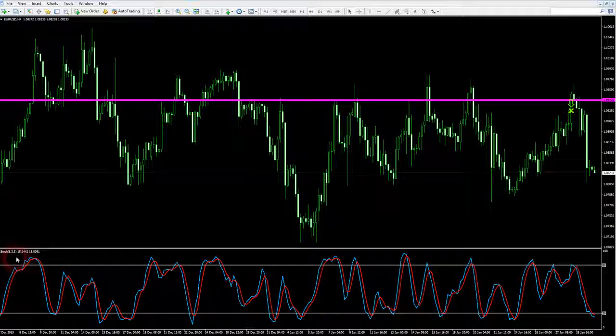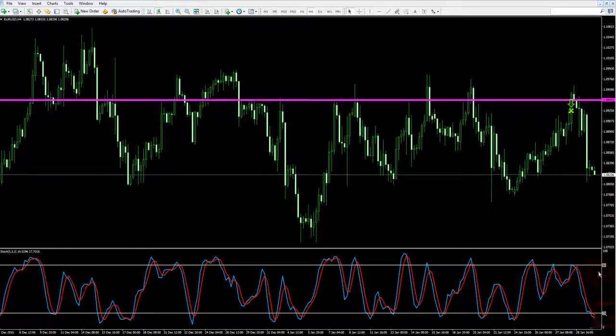If you look at the stochastic here with the standard settings 5-3-3, we talked about the level 80 here as the overbought position and the level 20 as the oversold position. So the overbought position tells you that the prices have been overbought and the sellers might enter the market. Might enter the market, not will, for sure.